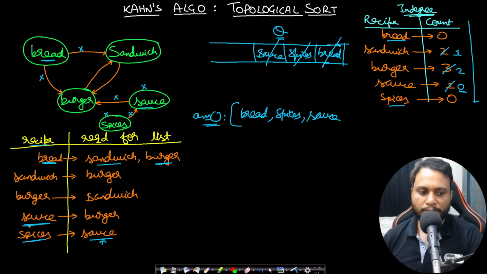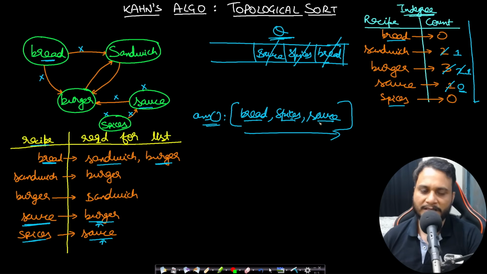So what is the outgoing edge? It is only to burger. So burger's value will decrease by 1. It is not 0, so it will not get added. Now since the queue is empty, we are done and we can only make these 3 recipes, which is bread, spices and sauce. I think this should be clear.